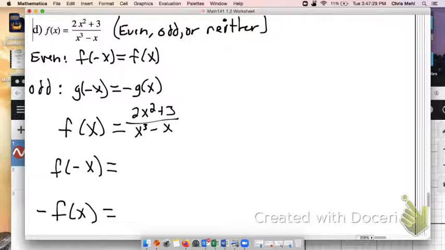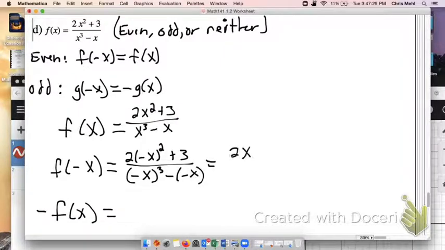Okay, f of minus x, you're going to have to replace all the x's with negative x. So in the denominator, you get minus x cubed minus negative x, like so. And then you can simplify. The numerator remains 2x squared plus 3. Squaring minus x gives you x squared. The denominator, minus x cubed, is actually negative x cubed. There is a difference with or without the parentheses. Minus negative x becomes a positive x.